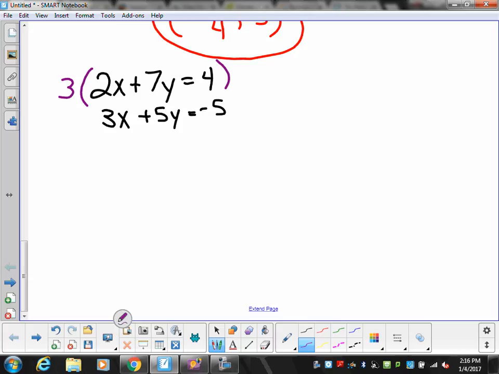Okay? Now if I multiply this bottom one by 2, that'll give me 6. But what do I want? I don't want positive 6, I want what? Negative 6. Negative 6, I want the opposite. So to get a negative 6, I'm going to multiply by negative 2.